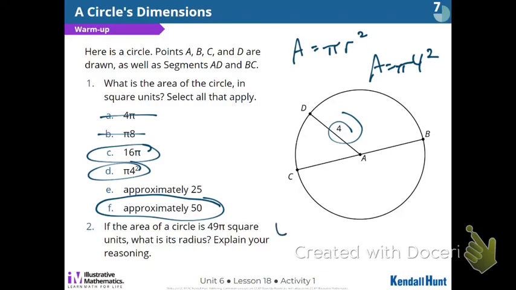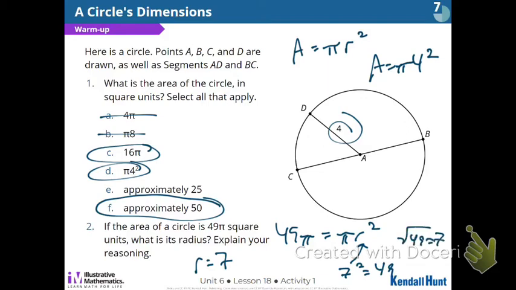So if our area is 49 pi, what is the radius? And how do you know? Yeah, Brennan. 7, because 7 to the power of 2 is 49. Yeah, or square root of 49 is 7. It's also negative 7, but you can't have a negative 7 radius, right? So it's just 7. 2 ways we know.